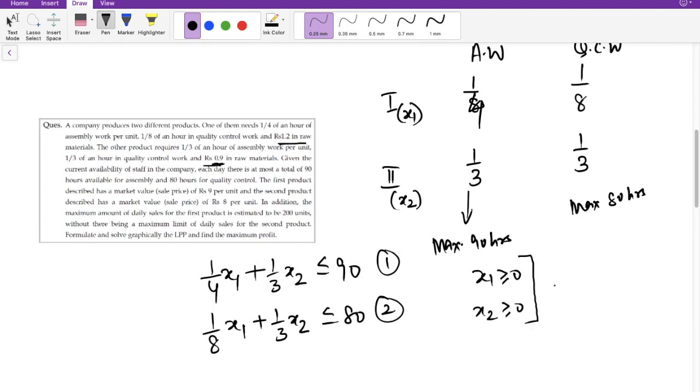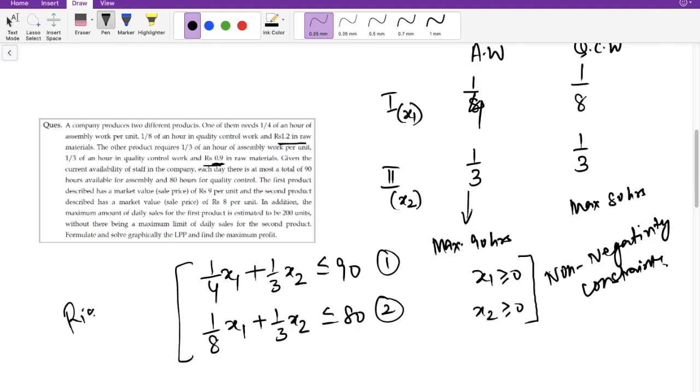So you have to impose two more conditions: x1 greater than or equal to 0, x2 greater than or equal to 0. These are simply called non-negativity conditions, or you may call them non-negativity constraints. And these are your rigid constraints, meaning these in any case are to be satisfied. You cannot just avoid these.